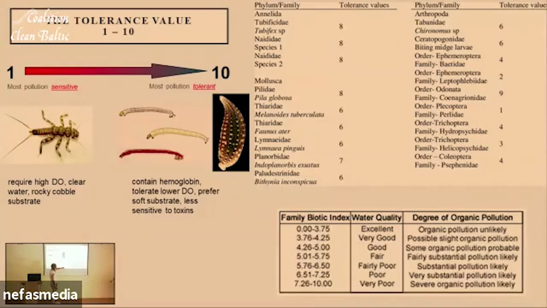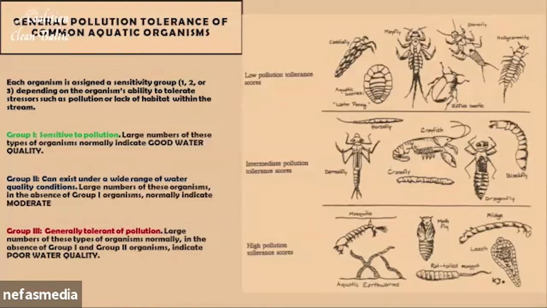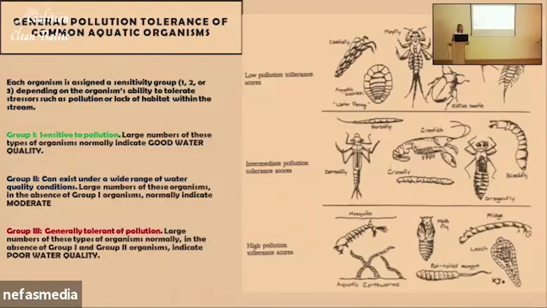And after calculating the biotic index, you can get some essential information about the quality of your water. So here is an example of tolerance values of some invertebrates based on families, not species, but families. And here the same sensitive groups of invertebrates are grouped according to their sensitivity reactions to various stressors. The first group is sensitive to pollution, and you can see some organisms which represent this group, which usually have sensitivity scores from 1 to 4.